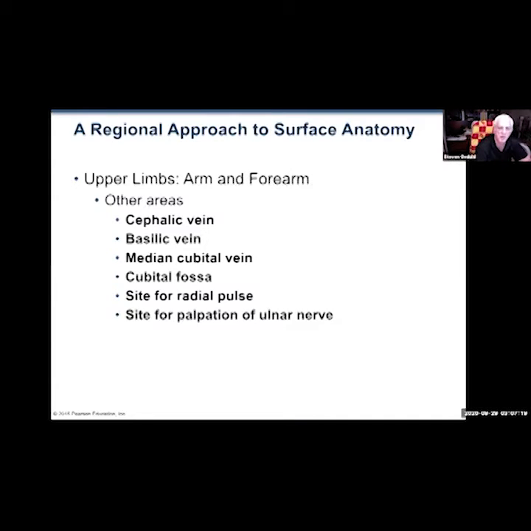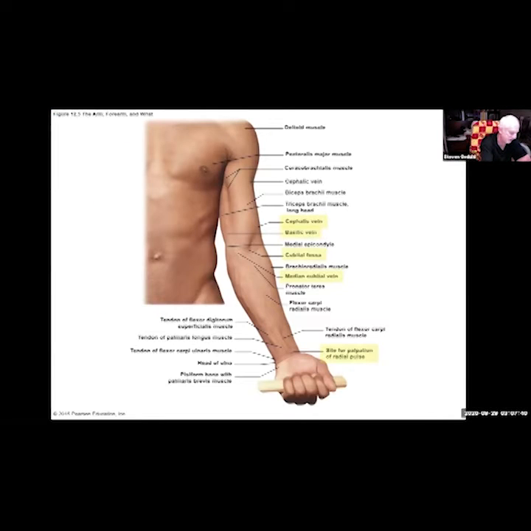Okay, other areas in the arm and forearm: the cephalic vein, the basilic vein, the median cubital vein. That's what you go after when you're giving an IV. Also the site for the radial pulse, and the site for the palpation of the ulnar nerve. So here's the cephalic vein, runs on the side here. This is the basilic vein. This is the cubital fossa. And the median cubital vein is what runs here, and that's the one you use for your IV.